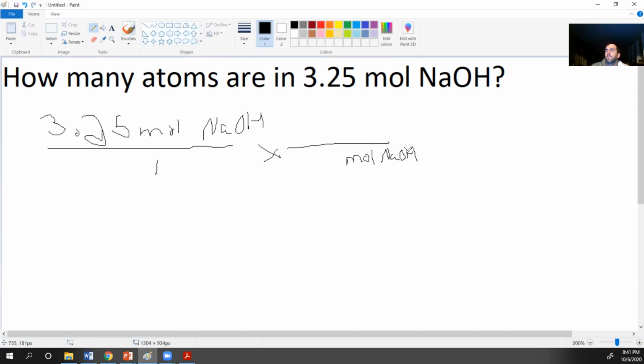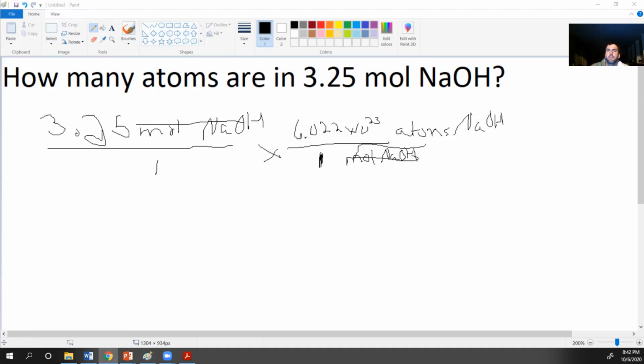And on the top, I have a direct conversion factor. Almost anytime you're using a conversion, and it'd be 100% true for this unit, you always put a 1 in front of there, because molar mass is defined as the number of grams per mole. Avogadro's number is the number of atoms per 1 mole. So Avogadro's number is what goes on top: 6.022 times 10 to the 23 atoms NaOH. Moles NaOH cancel. So now what I'm left with is 3.25 times 6.022 times 10 to the 23.